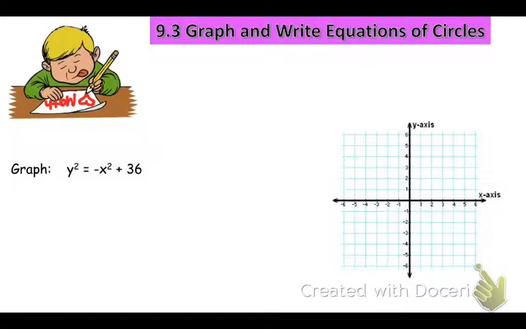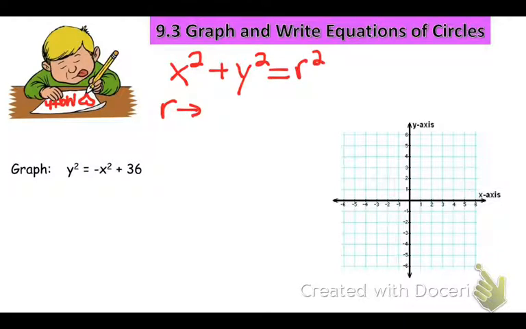In lesson 9.3, we're really reviewing a concept that you learned in geometry. We're going to write equations of circles. So the standard equation of the circle with the center at 0, 0 and the radius r would be x squared plus y squared equals r squared. And then r is the radius, not r squared. And I would pause the video if I were you and write this down in your notes.